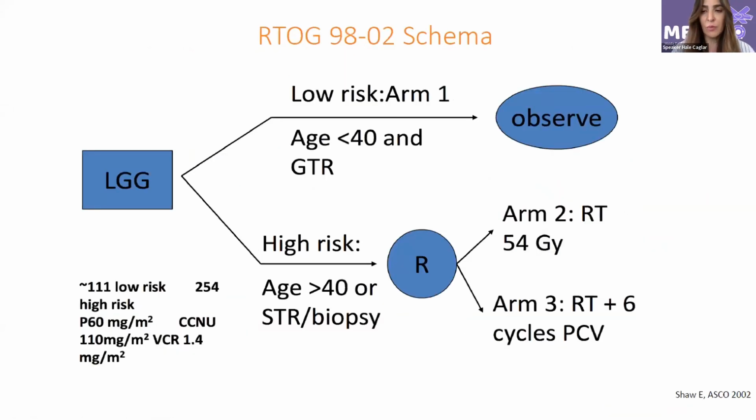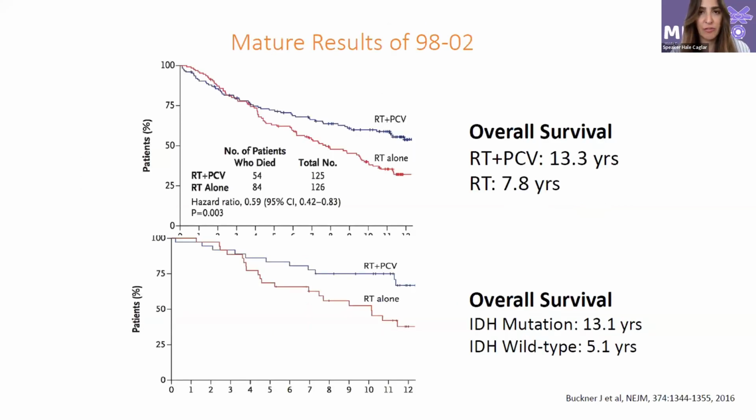One of the trials that I would like to emphasize is the RTOG 9802. This is a randomized trial looking at the impact of addition of 6 cycles of PCV chemotherapy in high-risk, low-grade gliomas, where the definition of high-risk is age greater than 40 years old, and patients who have subtotal resection or biopsy only. Although this is a very old study, as the events in low-grade gliomas take time, it has been recently published in the New England Journal of Medicine.